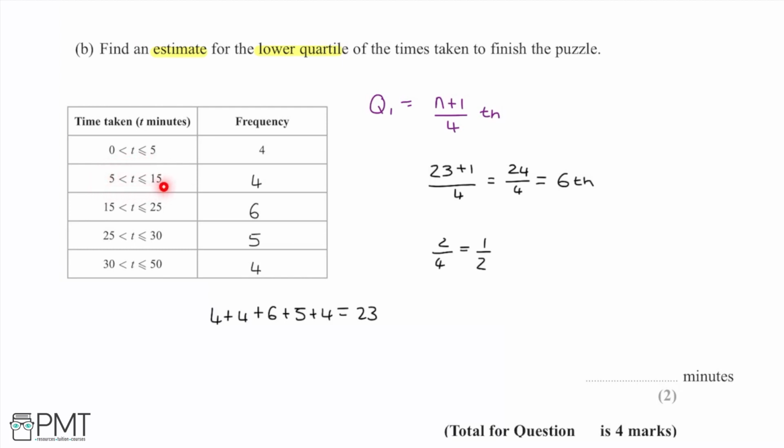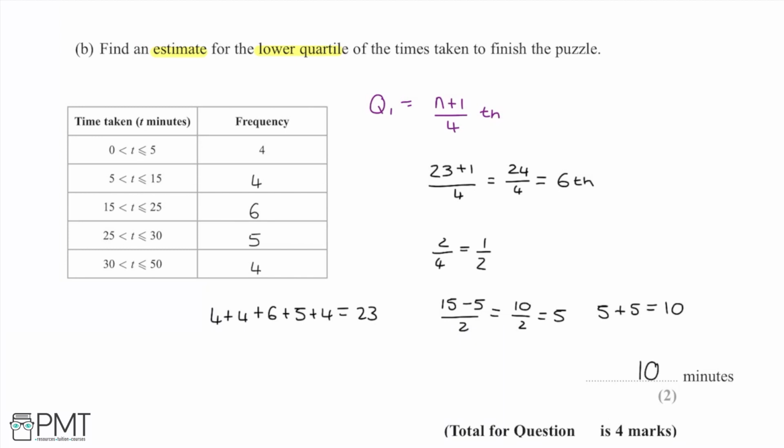So we're going to go halfway through here because the 6th value is going to be halfway into this frequency of 4 for this specific bar. So we're going to go halfway between 5 and 15. So we can just do this by doing 15 minus 5 divided by 2 gives us 10 over 2, so 5. And we're going to add that on to the first value in the interval. So 5 plus 5 gives us an answer of 10. And that's going to be the correct number of minutes here.